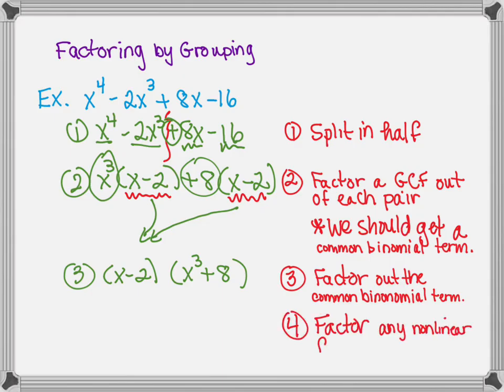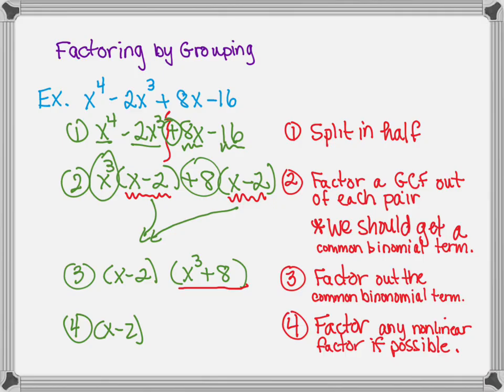And then factor any nonlinear factor if possible. So a nonlinear factor means I'm going to have an exponent on one of my variables. And my nonlinear factor here is x cubed plus 8. This is a sum of cubes, and we've seen how to factor sum of cubes. So we're going to factor that again really quickly. So x minus 2 is already factored as much as it can be. There's no greatest common factor there.